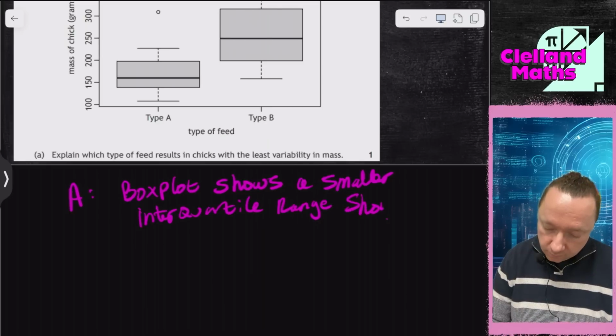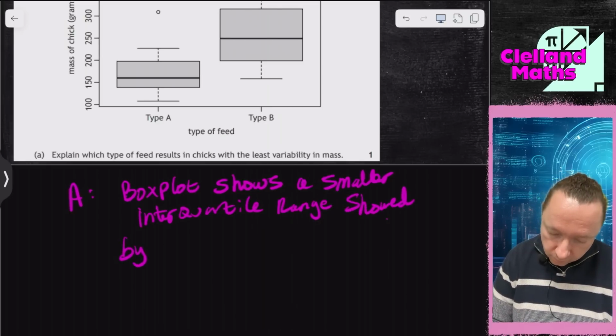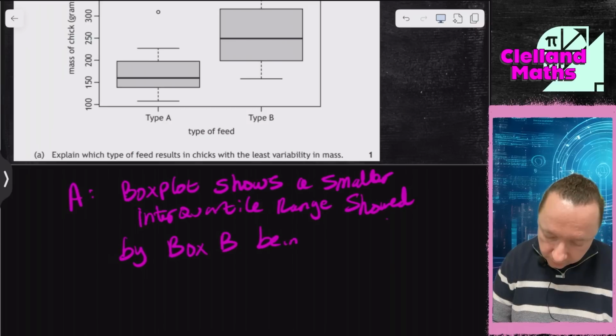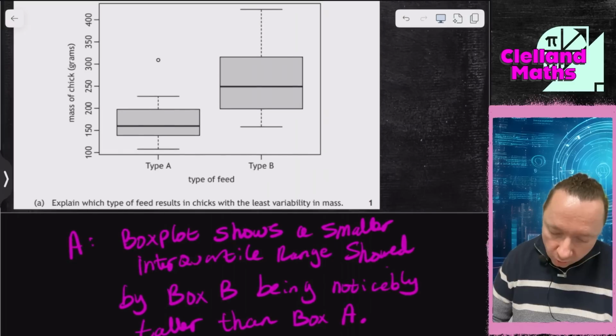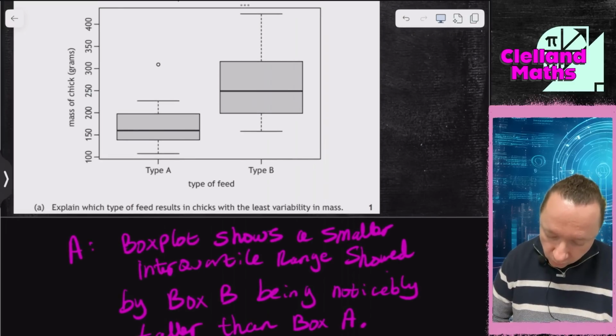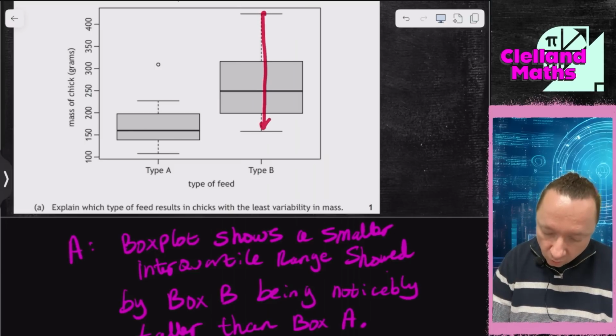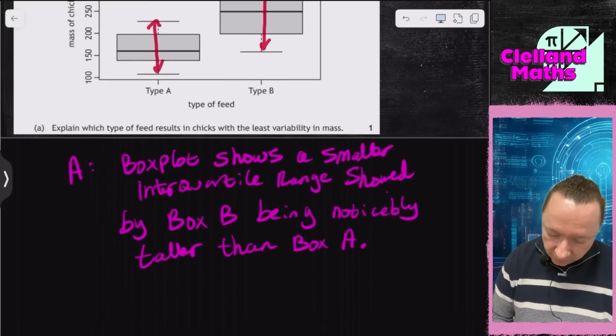By box B being noticeably taller than box A. We could also mention that the range is bigger as well if you wanted to. The range of B is a lot bigger than the range of A. So you could say that if you want.